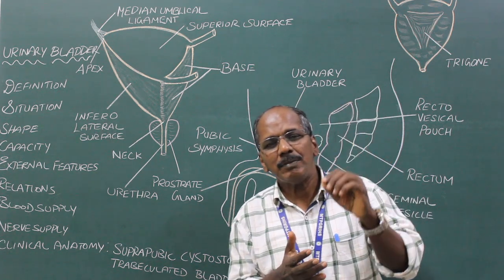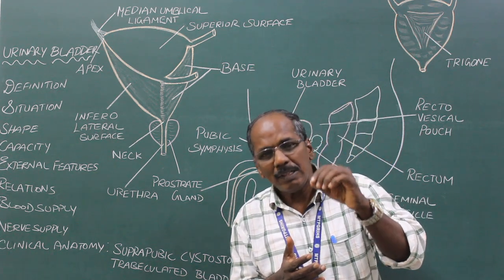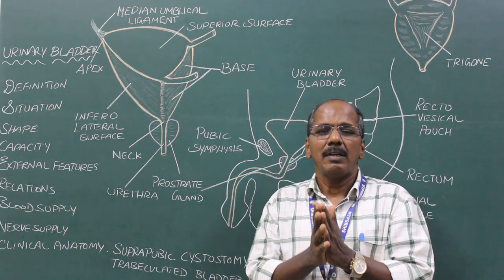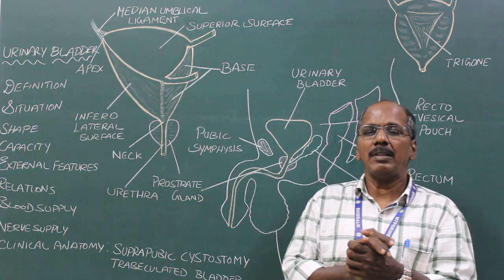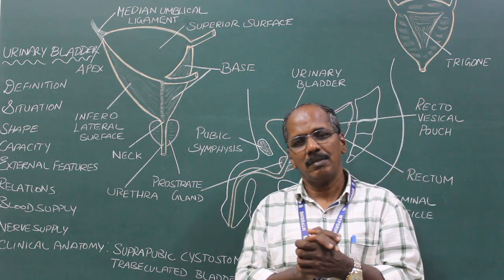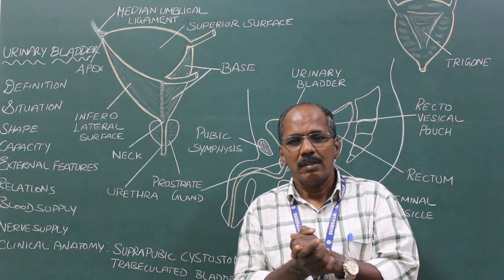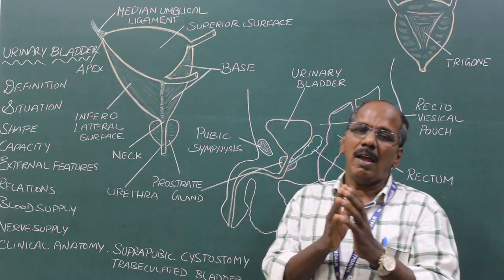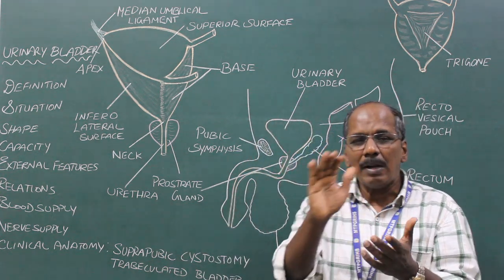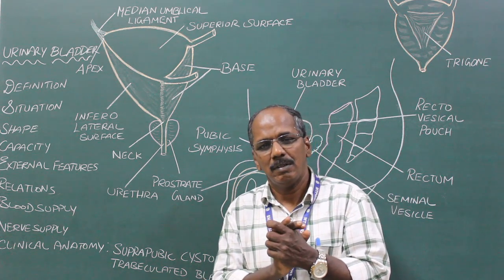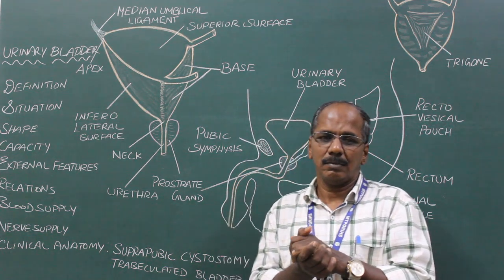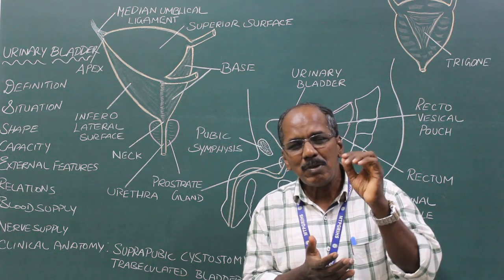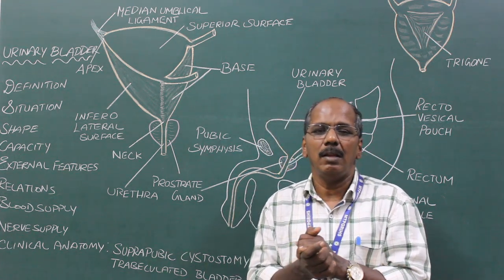When the bladder is empty, it lies within the pelvis. When distended, it expands into the abdominal cavity. Shape: when the bladder is empty, it is tetrahedral in shape, and when distended, it is ovoid in shape. Capacity: the mean capacity is about 220 to 250 ml.